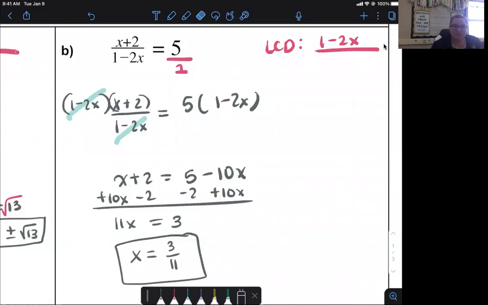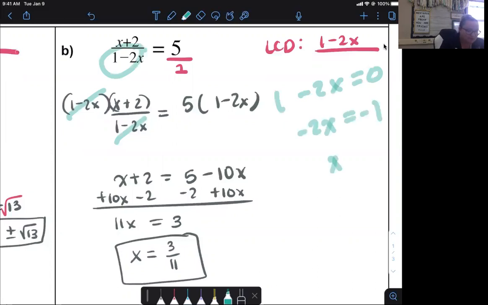So I multiplied both sides by my least common denominator of 1 minus 2x. I ended up with x equals 3/11 as my final answer. And my only restriction would be that 1 minus 2x can't be 0. If I solve for 0, I'm going to get negative 2x equals negative 1. So x can't be 1/2, which we did not get for our final answer. So we're good to go.